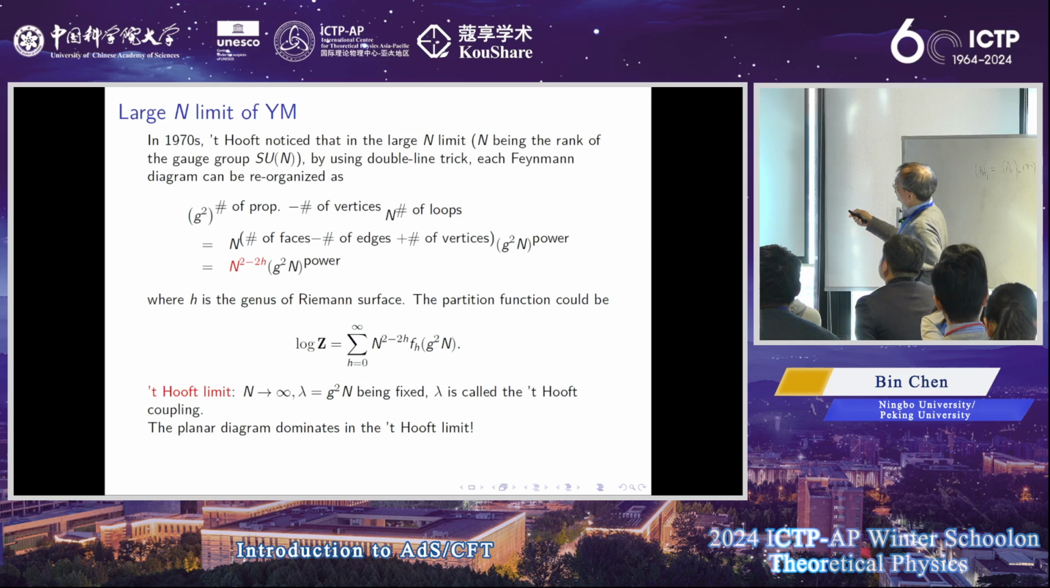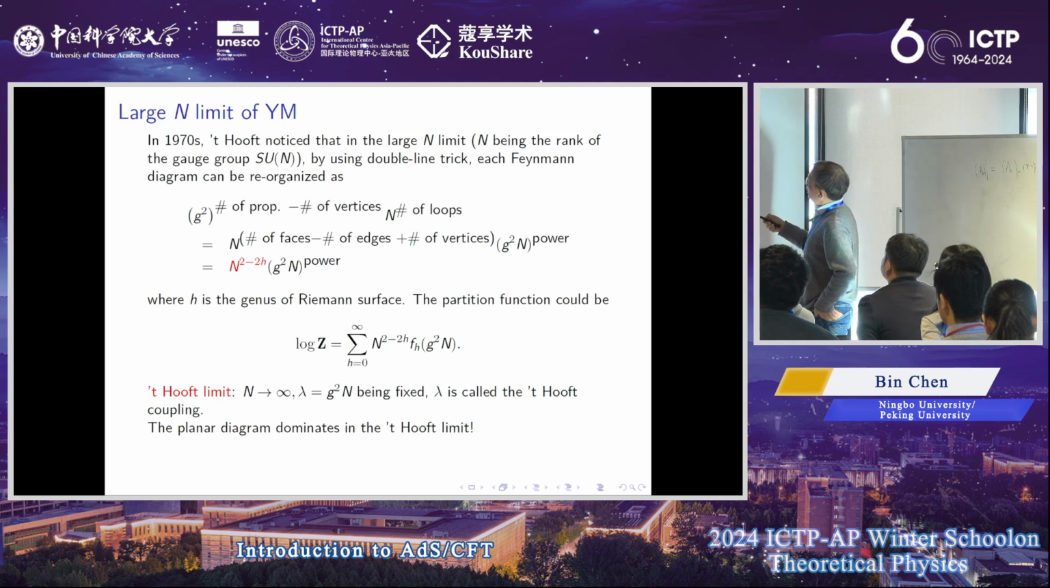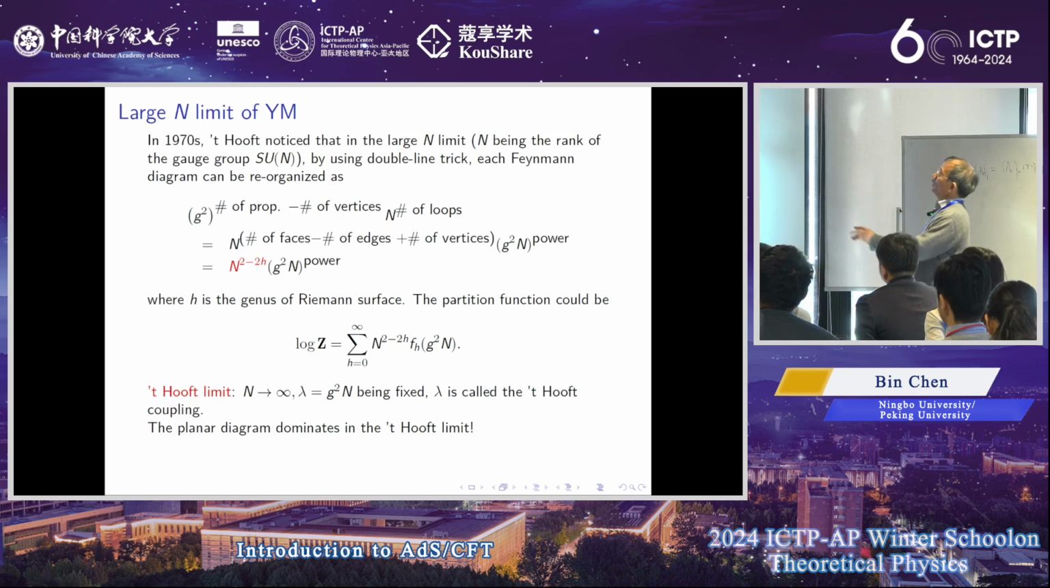So in the bracket, somehow you have a topological number. This is called the Euler number of the Riemann surface, of a 2-dimensional surface. So there is no supersymmetry. It's pure Yang-Mills. And you see that for the nth power, it is 2 minus 2h, a topological number, and h is the genus of the Riemann surface. So this is the Euler number. I think you should know this from high school.